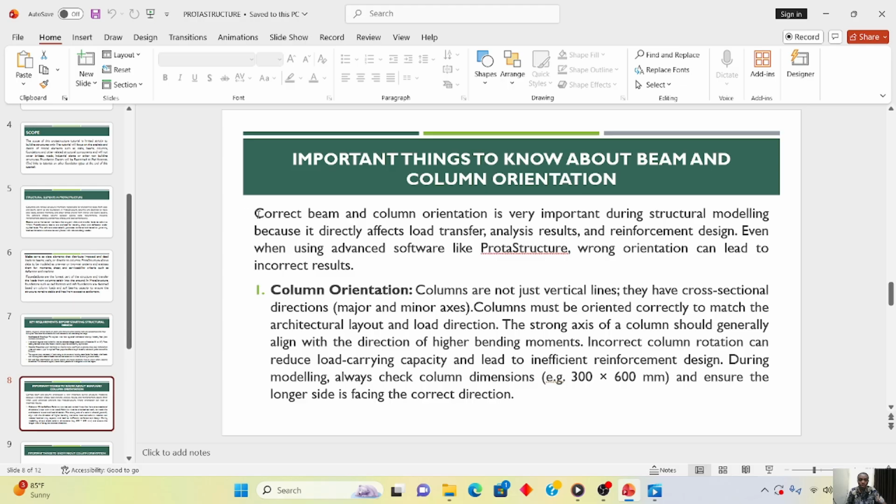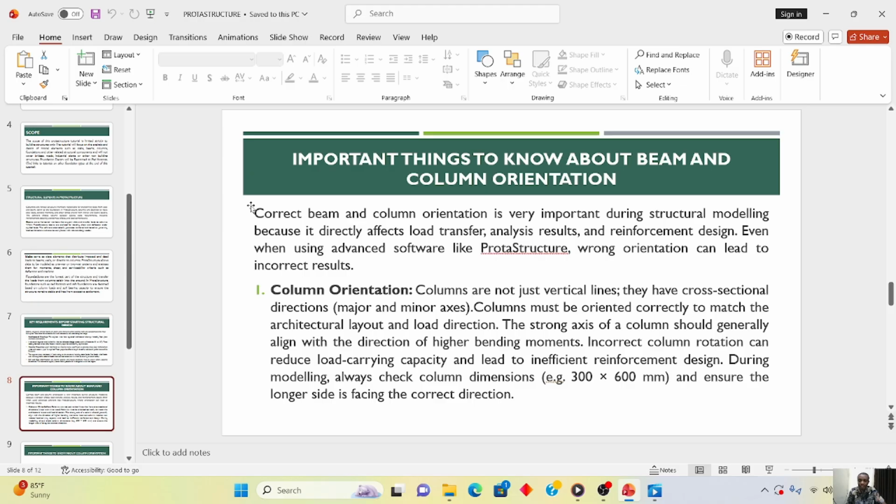All right. So let's talk about column orientation. Now, columns are not just vertical lines. They have cross-sectional directions, major and minor axes. Columns must be oriented correctly to match architectural layout and load direction. The axis of a column should generally align with the direction of higher bending moments. Now I'll be showing you what that means.